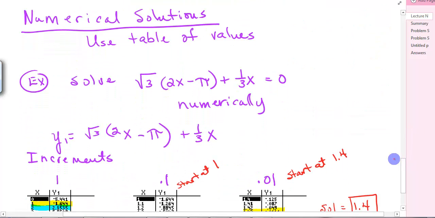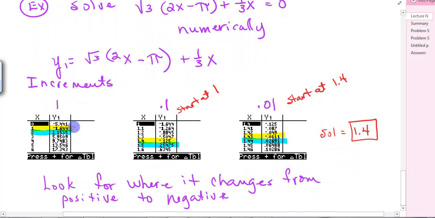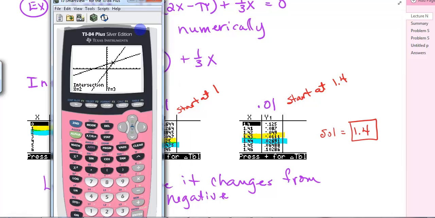The numerical solutions, you're actually using a table of values for that. And so let's look at this one. Solve square root of 3 times (2x minus pi) plus 1/3 x equals 0. That'd be kind of crazy to try to solve right now. But if we go to our y1 in our calculator and put that in just like it is, what we're looking for, then we're going to go to our table, second table. So let's just look at a couple of things.